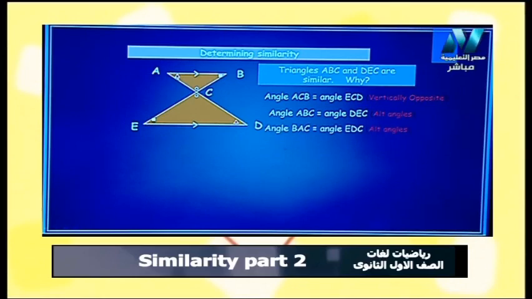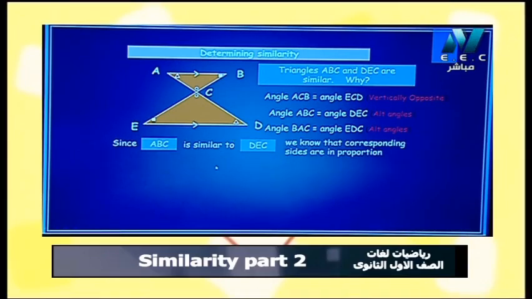We also have measure angle A equal measure angle D because of alternate angles. So the two triangles are similar, since triangle ABC is similar to triangle DEC. We know that corresponding sides are in proportion, so AB goes to DE because they are corresponding, and DE goes to CE, and AC goes to DC.